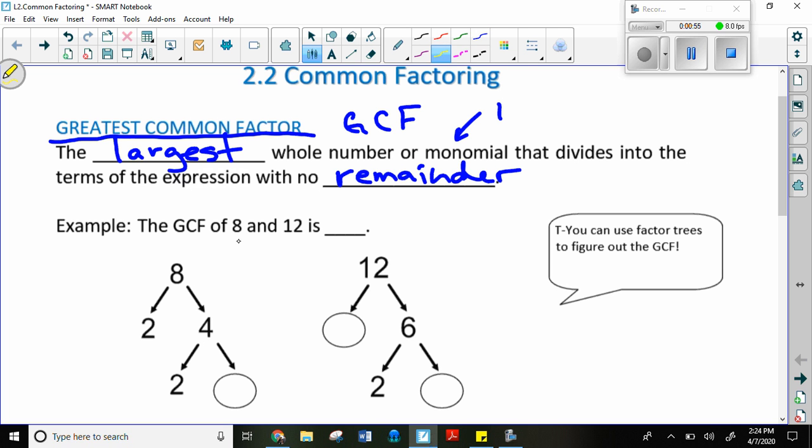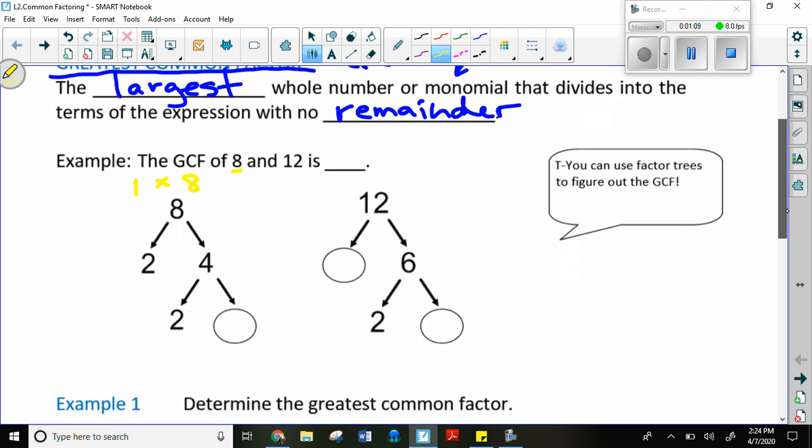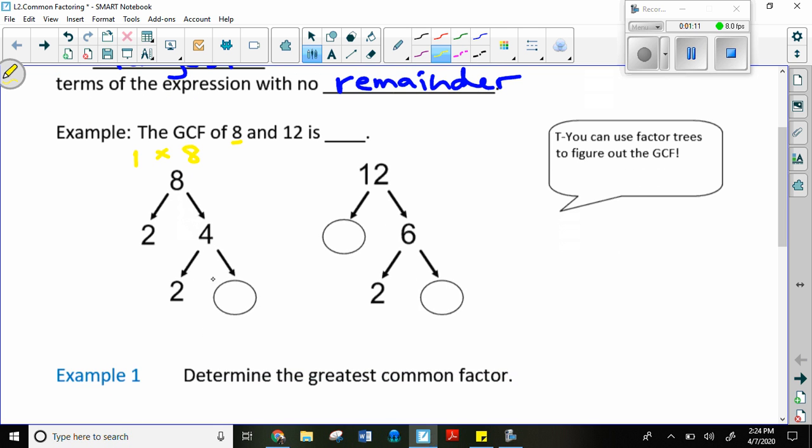So let's think of 8. What are the smallest numbers that multiply to give you 8? Well, you could go 1 times 8, but that doesn't break it down. So you can break it down into 2 times 4. And then the 4 can further be broken down into 2 multiplied by 2.